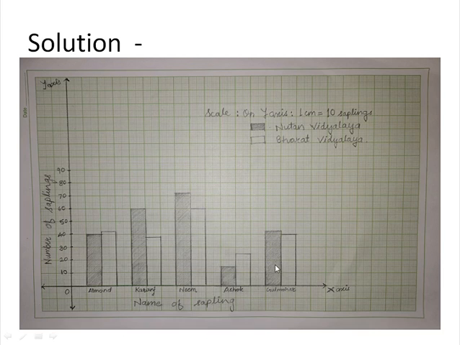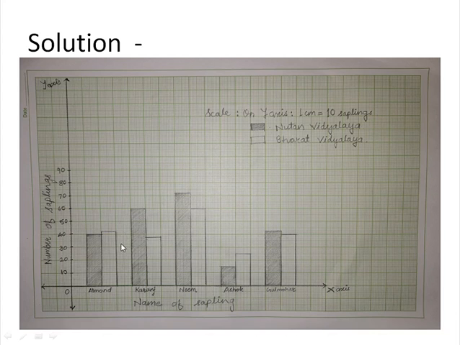Then we will draw the bar for Gulmohar. Here Nutan Vidyalaya planted 42 saplings. So draw the bar up to 42. And Bharat Vidyalaya planted 40 saplings. So you will draw the bar up to 40. So children, here in all we have completed the joint bar graph of example number 1.